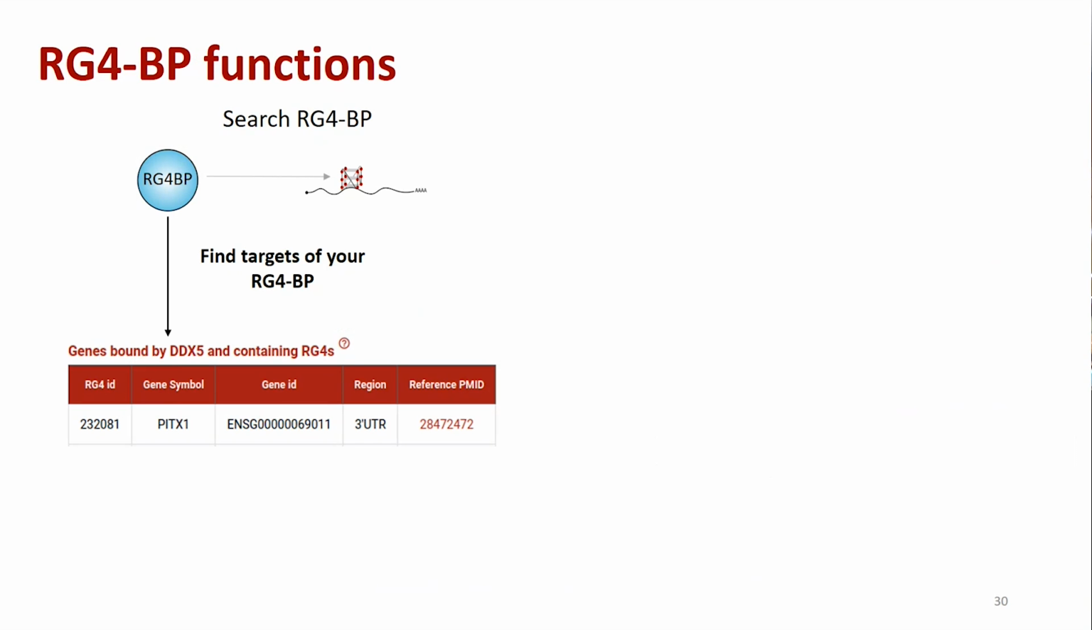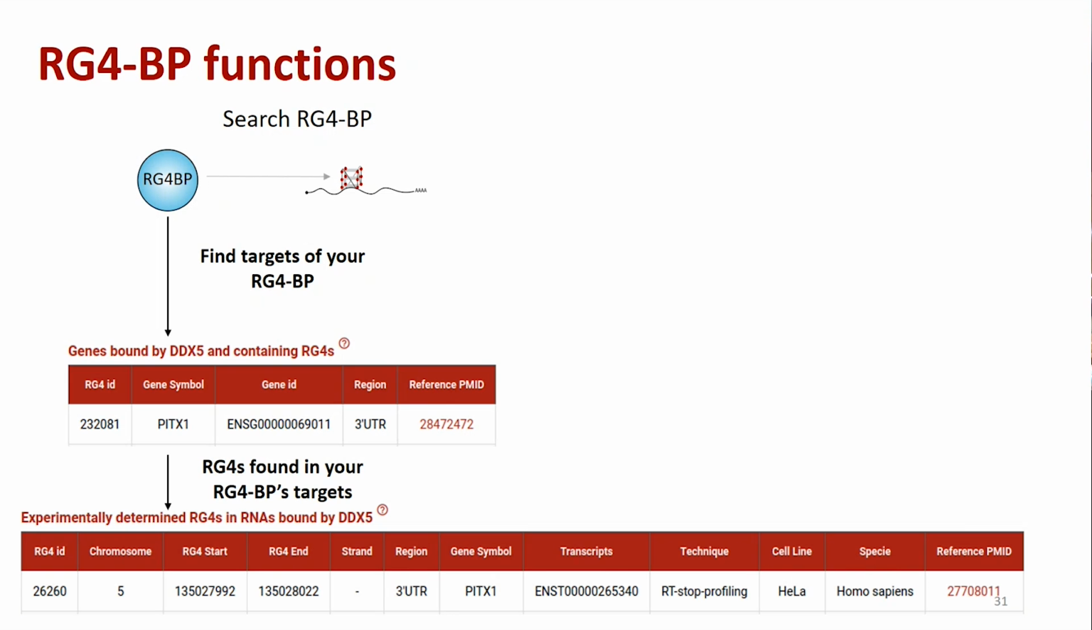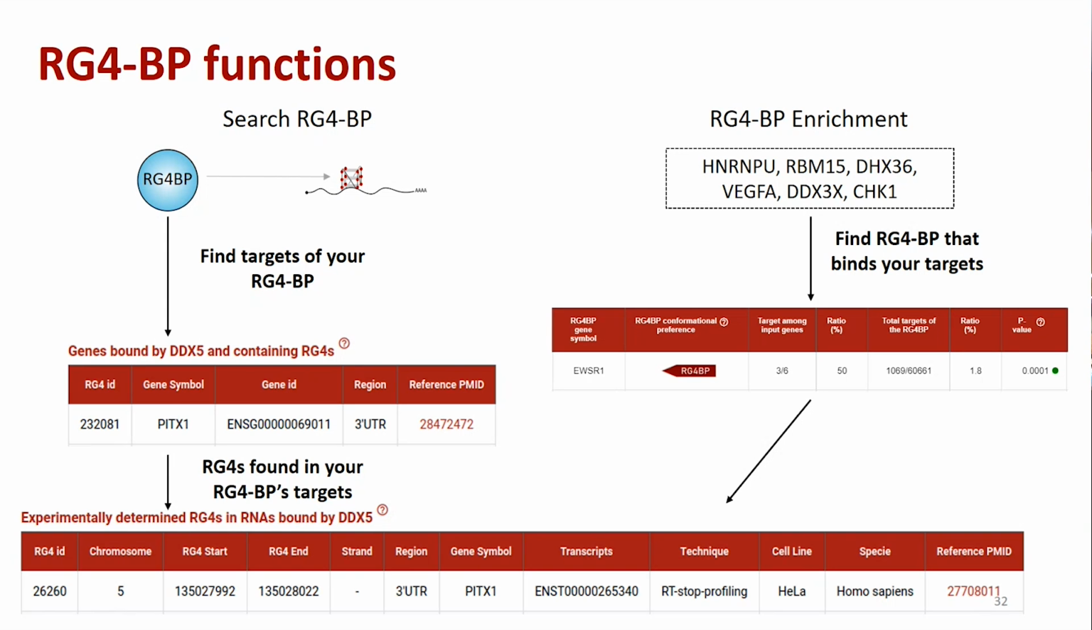We have kind of the same function for the binding proteins. It's Search RG4BP, where you can find information about your RG4BP. This function finds the targets that we found in the literature for your RG4BP, and then we take this target list and we give you the potential RNA G-Quadruplexes that we found in these targets. And we also have an RG4BP enrichment function that finds the RG4BPs that potentially bind to a list of targets and gives you again a p-value based on a t-test, a Fisher test, sorry.